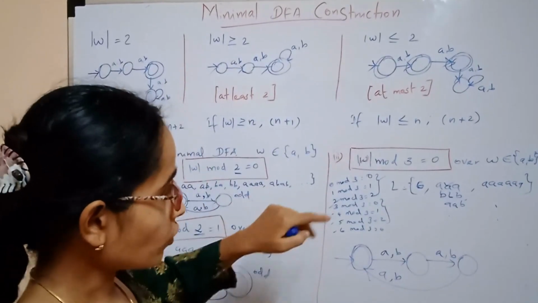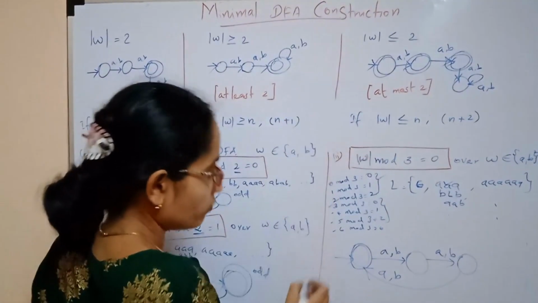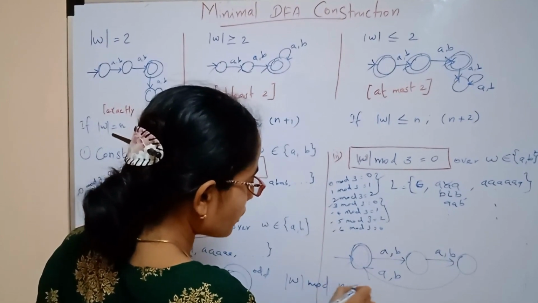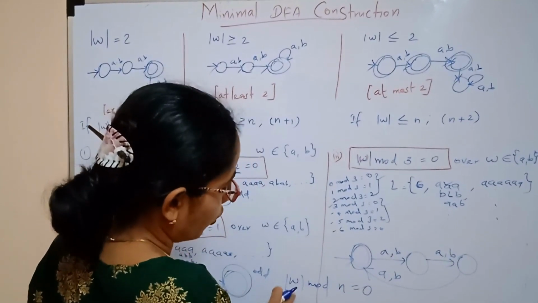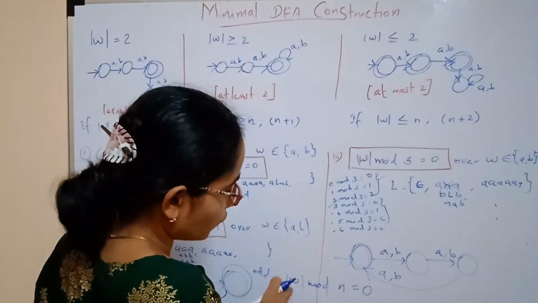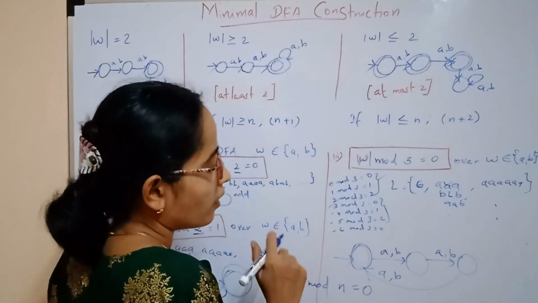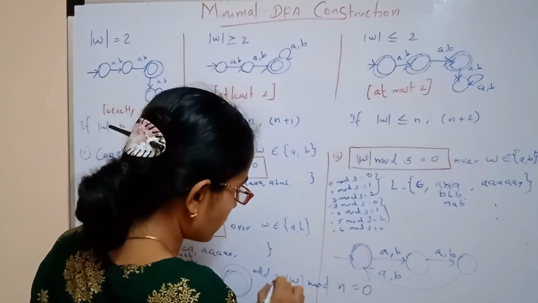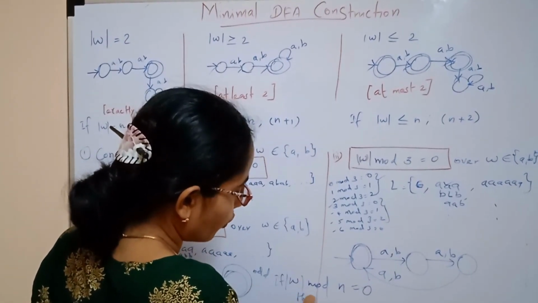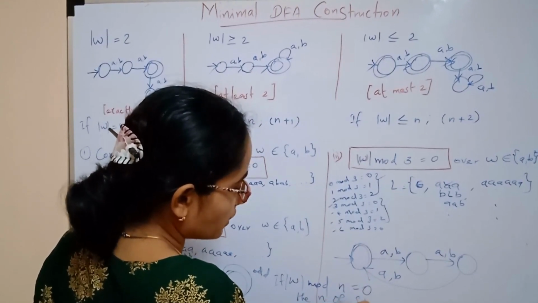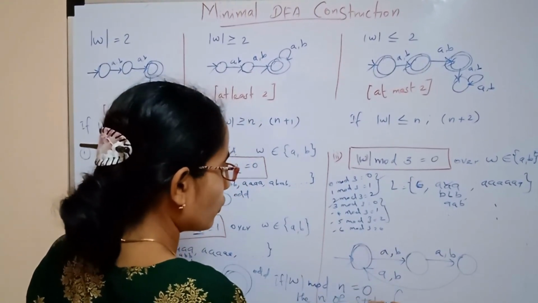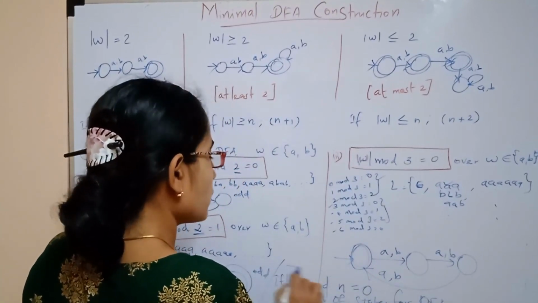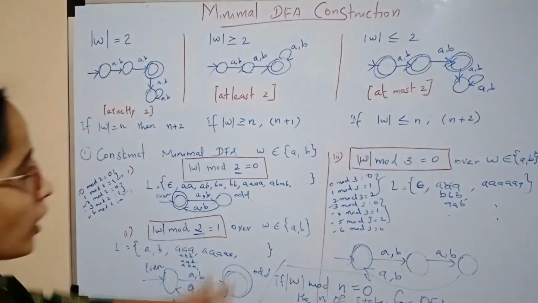And now please note that whenever I have the formula |w| mod n is equal to 0, that is, the length of w is divisible by n, the finite automata will have n number of states. So if this statement is true, then I will have n number of states for the construction of a DFA. Just keep this note in mind. I hope you understood this.